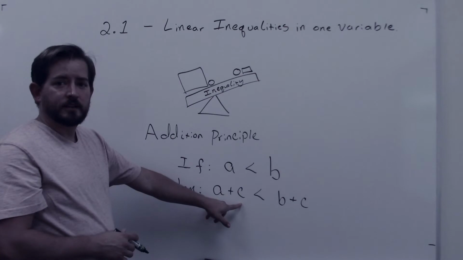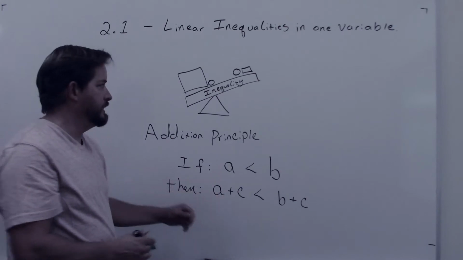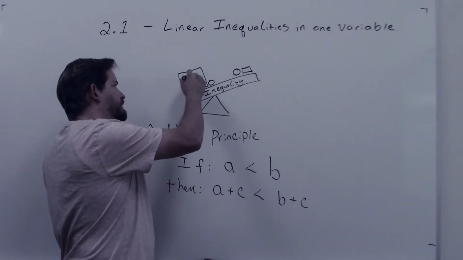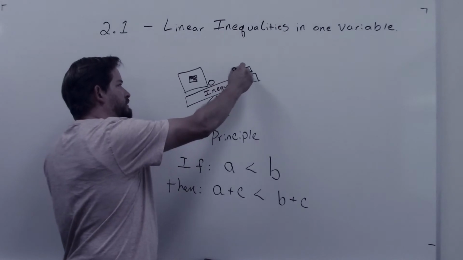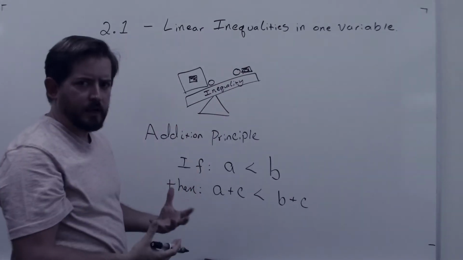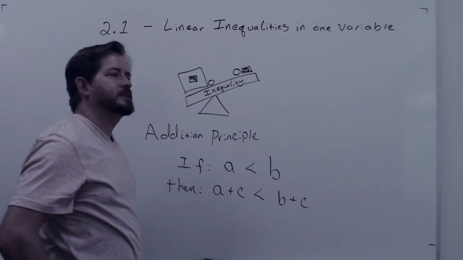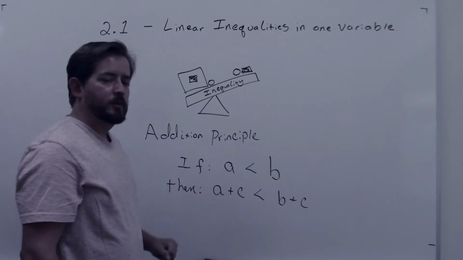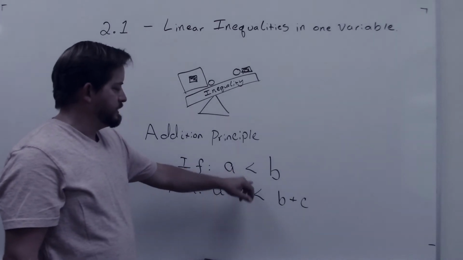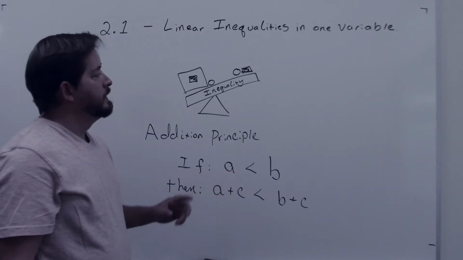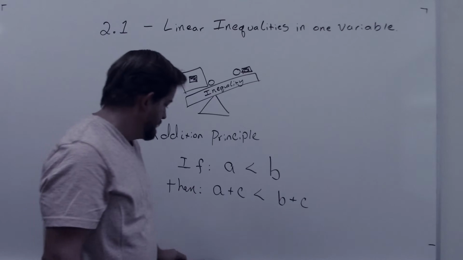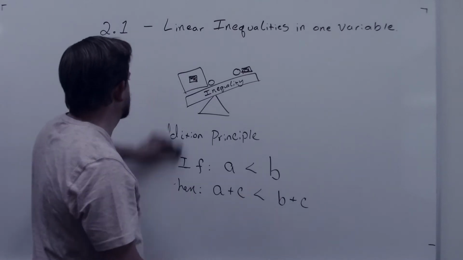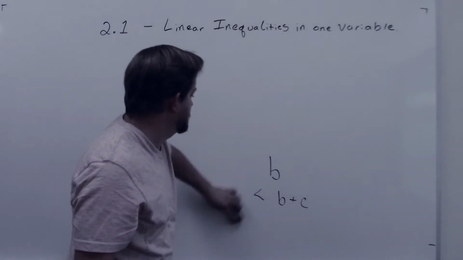So the addition principle is nice, it's given to us. C doesn't necessarily have to be adding something positive. I could come in here and cut something out of here and remove it, cut something out of here and remove it. It doesn't matter if I'm adding or removing, as long as I'm doing the same thing, then I'm good to go. And I can maintain my inequality. Let's just see some examples of this.